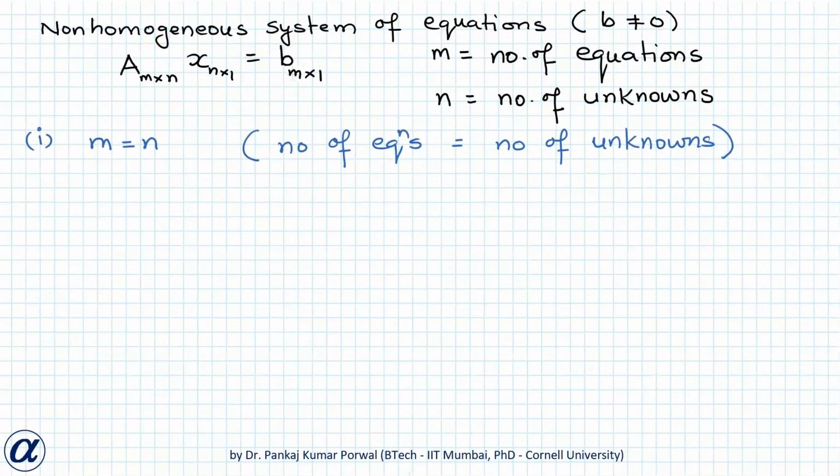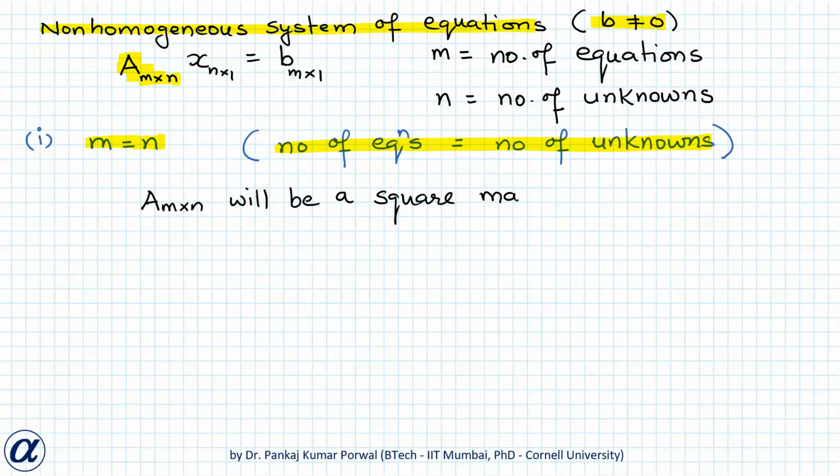Now let's first consider a non-homogeneous system of equations, that is where vector b is a non-zero vector and the number of equations is equal to the number of unknowns. In this case, because m is equal to n, our coefficient matrix will be a square matrix. So we can find the determinant of A. So we can use the determinant method to analyze this system of equations for consistency, inconsistency and number of solutions. And this I have done in a separate lecture. If you want, you can watch that lecture to understand this case in more detail.